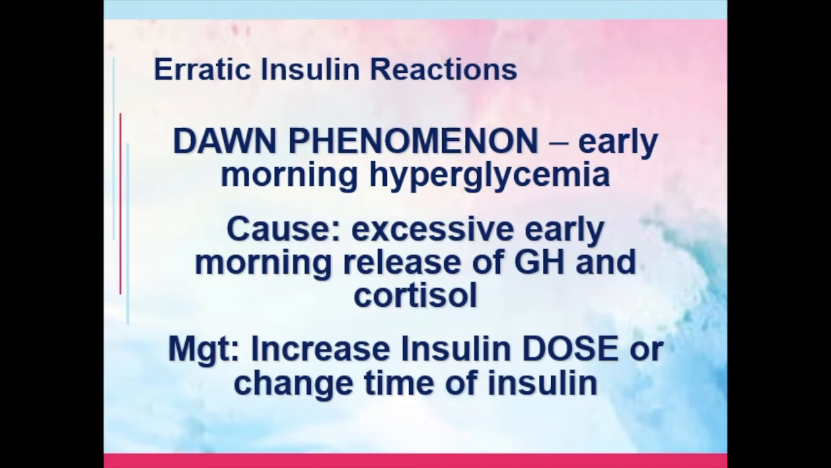Then you have your dawn phenomenon. Class, when I say dawn phenomenon, dawn, so it's early morning hyperglycemia. This is caused by excessive early morning release of your growth hormone and your cortisol. Class, your growth hormone would trigger the glucose, also your cortisol. So management for this patient: we increase the insulin dose or change the time of your insulin to address the early morning hyperglycemia.